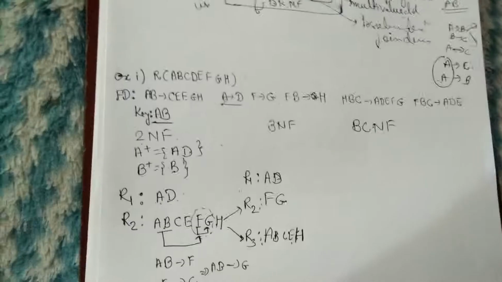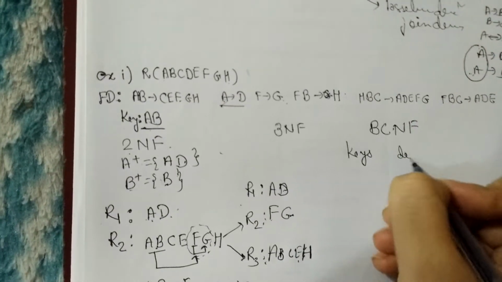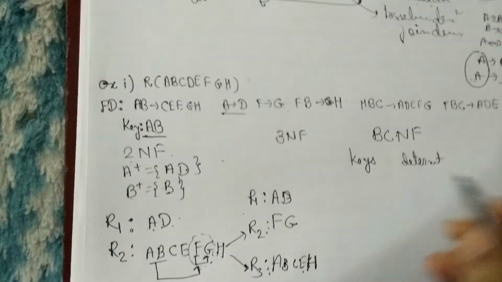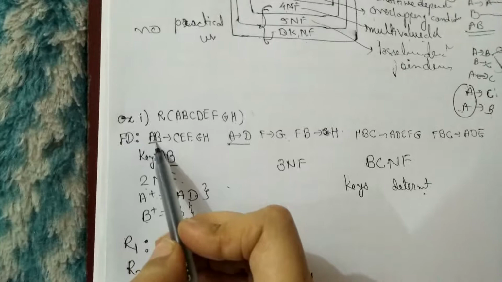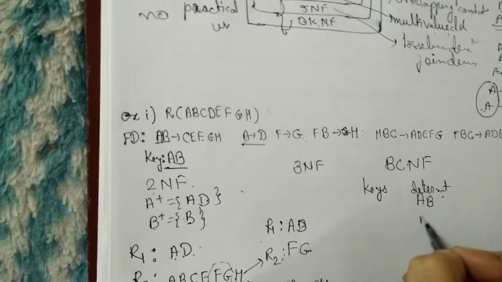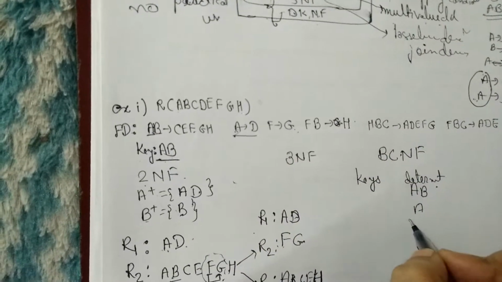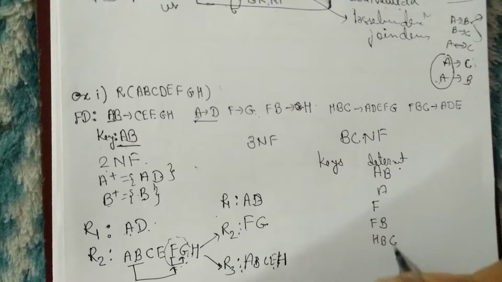So what we are going to do over here is write down the keys and the determinants. If you remember about the determinant, whatever is present on the left hand side of a functional dependency is called a determinant. So first we will write whatever is on the left hand side of a functional dependency as determinant.